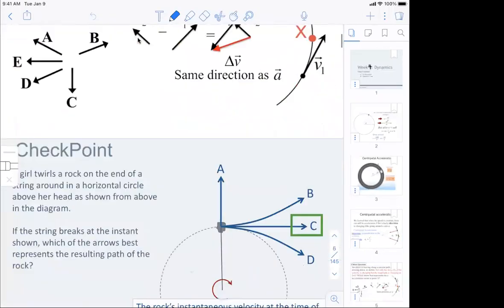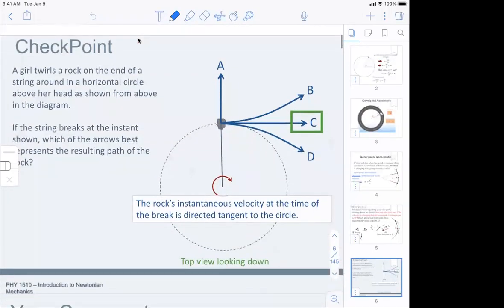So I'm actually going to show the checkpoint question you guys have already done. So, okay, we have a girl rotating a rock. The rock is connected to a piece of string on a horizontal circle above her head. Okay, so at the point right here, if the string breaks right at this point, which of these arrows represent the path of the rock?